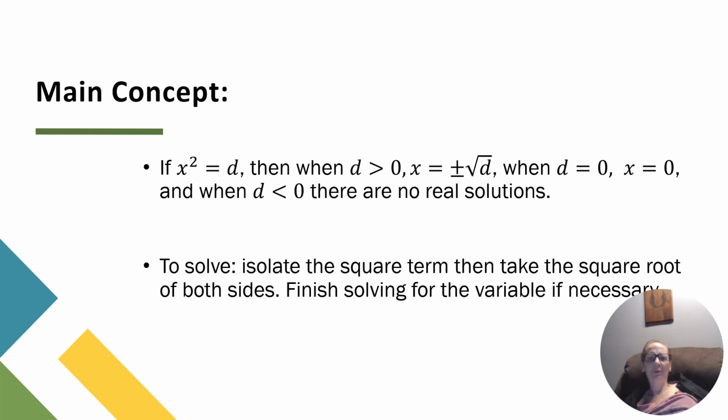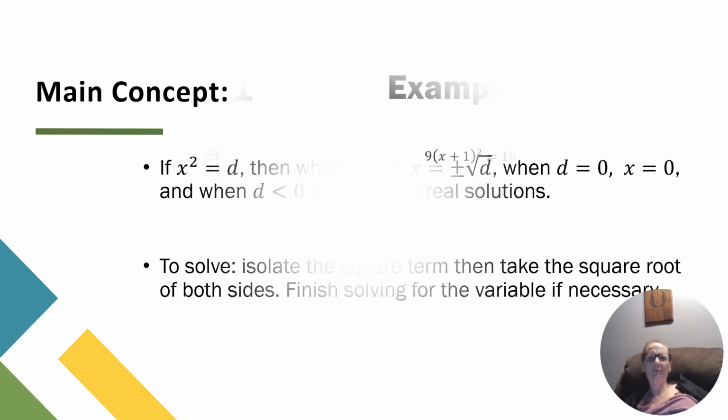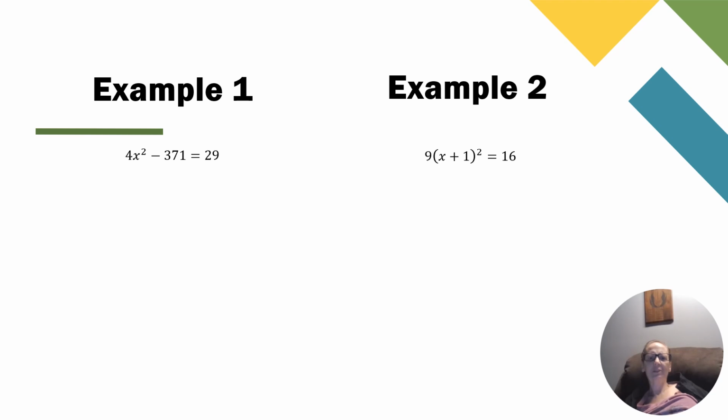To solve, you're going to isolate the square term and then take the square root of both sides. And then you will finish solving for the variable if necessary. Sometimes you'll be done after that first step, and sometimes you'll have multiple other steps to do. So let's just jump into our examples. Basically, we want to isolate our square term and kick everything else to the other side of the equation.